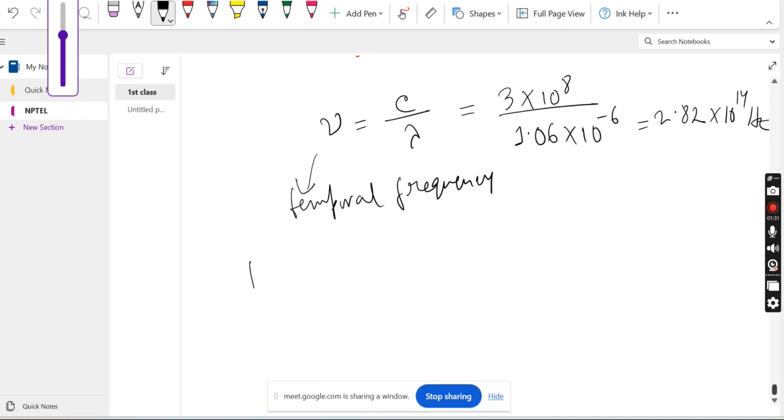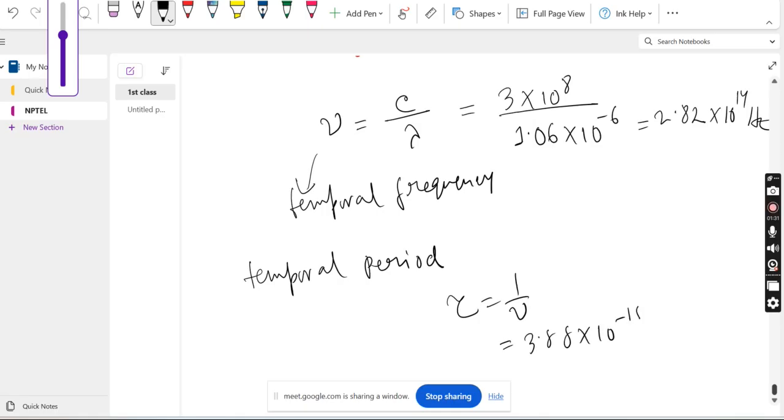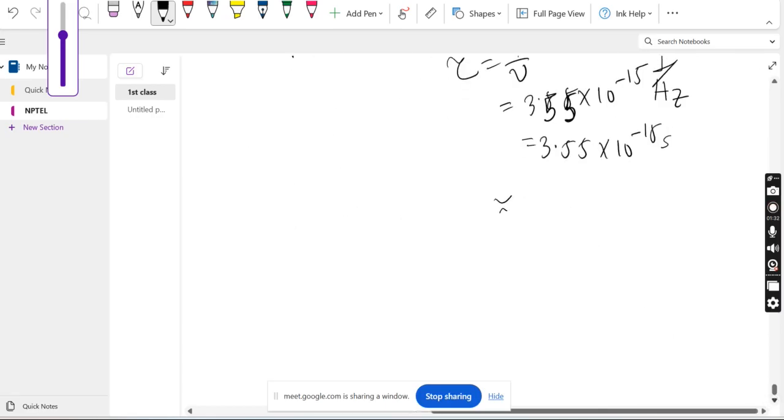Now we need to calculate the temporal period, which will be basically 1 by the frequency, so that is about 3.55 into 10 to the power minus 15 second. Or we can say it is 3.55 femtoseconds.